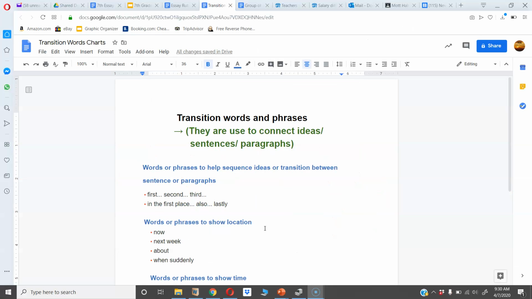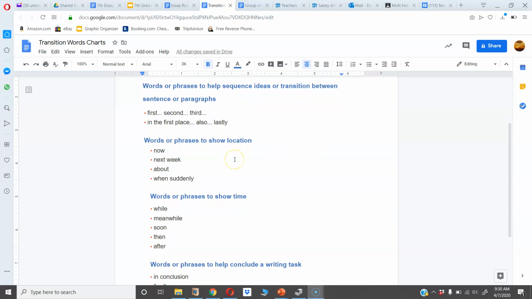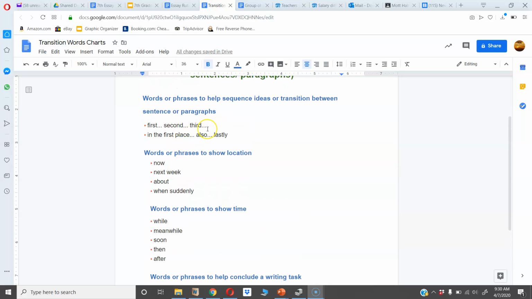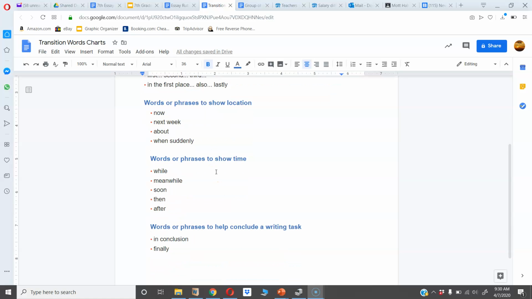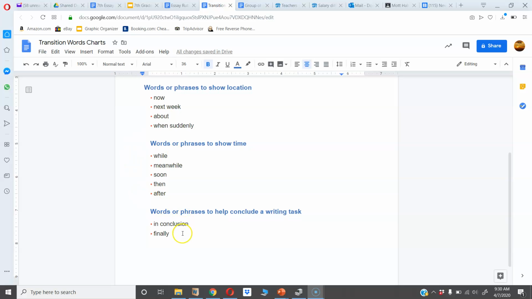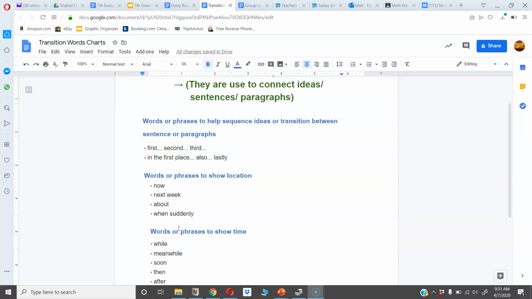The transition words chart, as you can see right here, right? Words or phrases to help sequence ideas or transition between sentences or paragraphs, words or phrases to show location, and so on, right? So of course, if you're writing the next paragraph, you might say, firstly, this, or whatever it is that you're starting your essay with, right? You might say, when suddenly, or so on and so forth. If you might talk about justice or Salva or whoever it may be in the books that you all are using, right? The transition words connects information, right? So you want to make sure that you're using, after, next, and don't use only also.